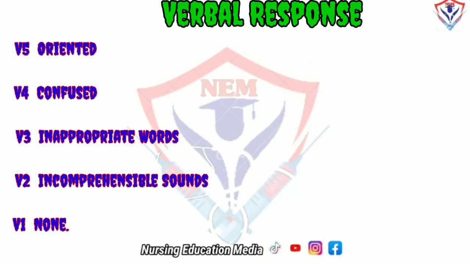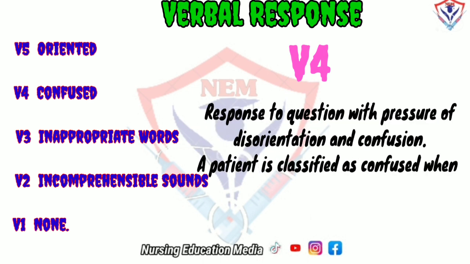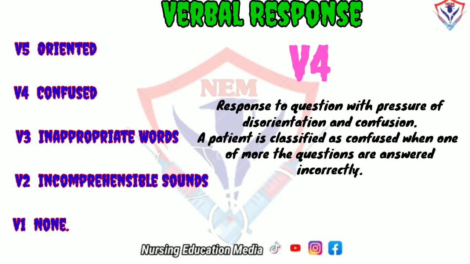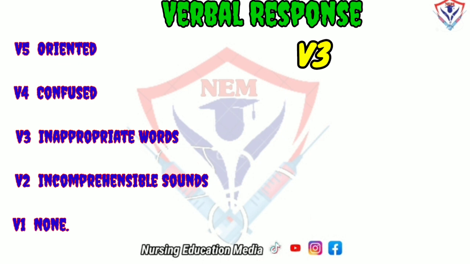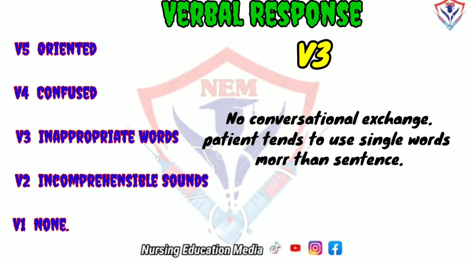The next scoring is V4, that is confused. Patient responds to questions with presence of disorientation and confusion. A patient is classified as confused when one or more of the questions are answered incorrectly. The next scoring is V3, that is inappropriate words. Here there is no conversational exchange. Patient tends to use single words more than sentences.